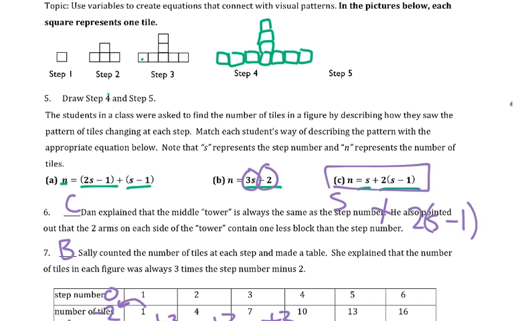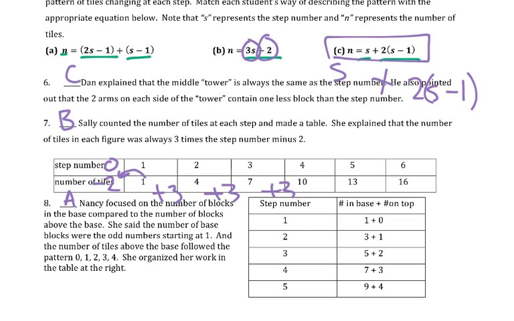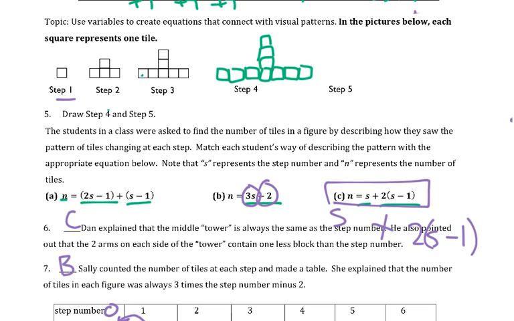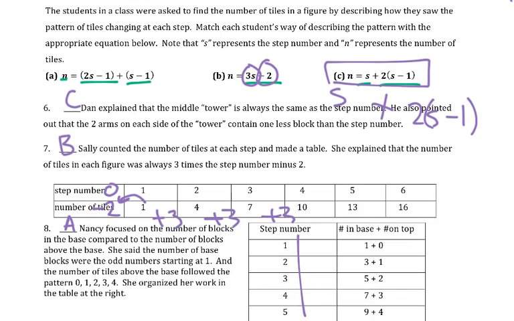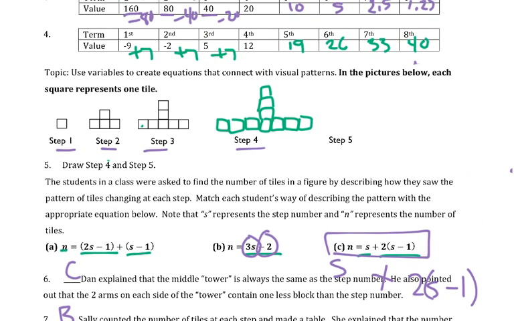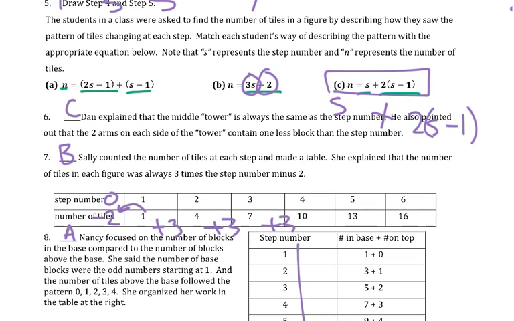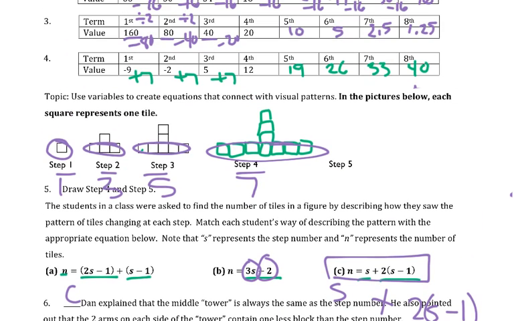Okay, so if we look at this, so she's saying the step number, okay, so 1, 2, 3, and 4, okay, she said the number of base blocks were the odd number starting at 1. So base was 1, then 3, then 5. Okay, so 1, 3, 5, and then 7. Okay, and the number of tiles above the base followed the pattern 0, 1, 2. So 0 above, 1 above, 2 above, 3 above.